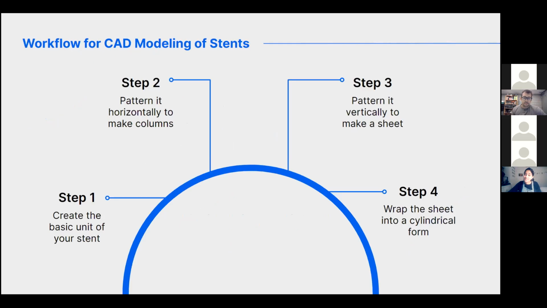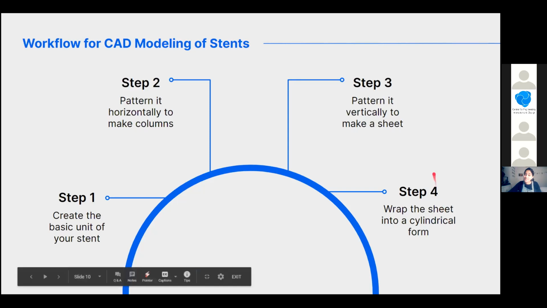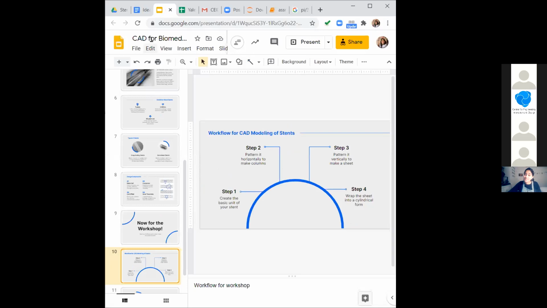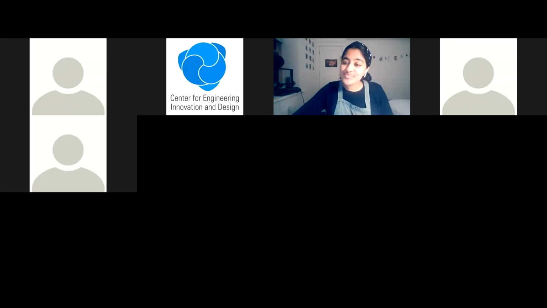Antonio has laid out some dimensions that are very easy to create the mesh cell with. You can also create your own if you're super comfortable with OnShape. After we create this mesh cell, we pattern it horizontally to make our columns. We pattern it vertically, and then we'll have some sort of metal sheet. Lastly, we wrap the sheet around into cylindrical form, and that creates our stent. So let's get started. Let me stop my share.